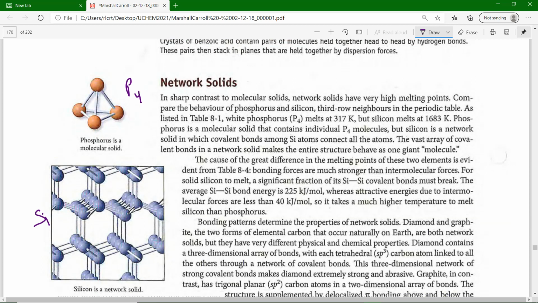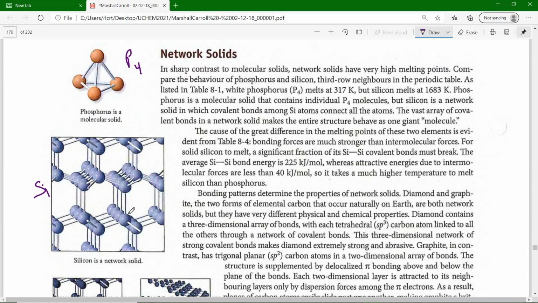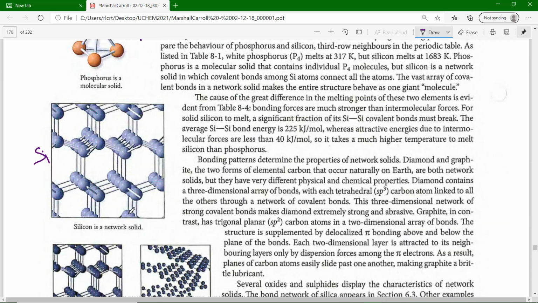White phosphorus, which is a molecular solid, melts at 317 Kelvin, but silicon melts at 1683 Kelvin. I mean, really, you have a bunch of covalent bonds in silicon, so the bonding forces are much stronger than intermolecular forces. For solid silicon to melt, you need to break lots of those covalent bonds. Bond energy is around 225 kilojoules per mole, whereas attractive energies due to intermolecular forces are less than 40.